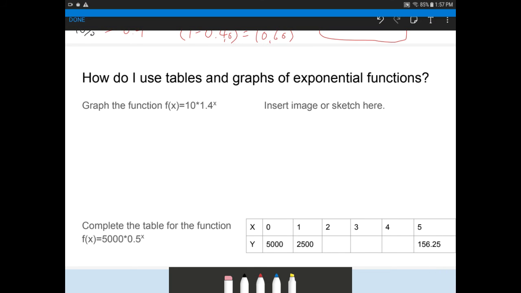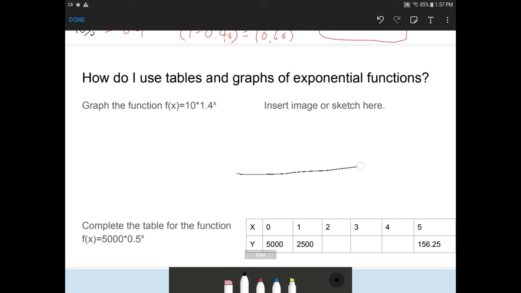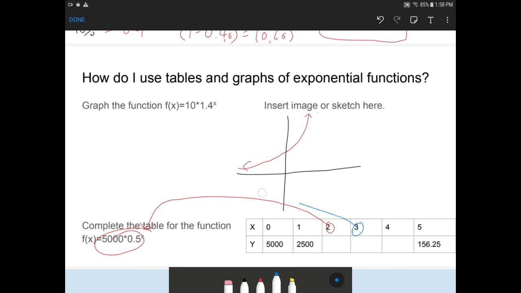This is going to look something like it'll be 10 here where it crosses, and it's just going to grow like that somehow, some way. Plug this 2 into there, you'll get this number. Then plug this 3 into there, you'll get this number, so on and so forth.